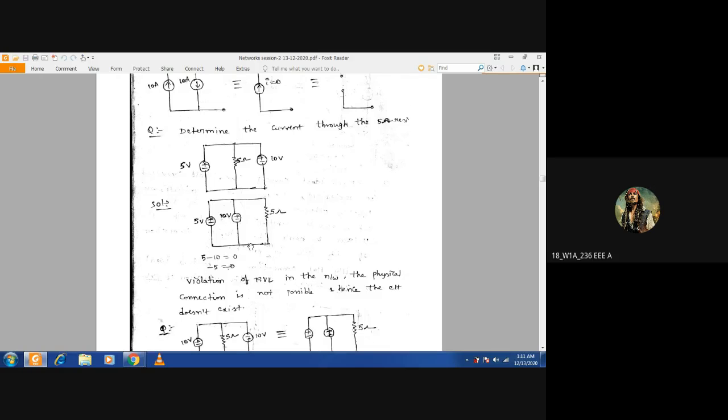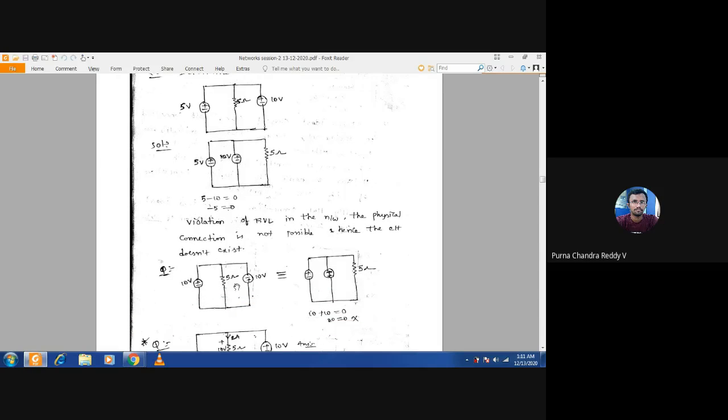Yes, sir. Now tell me what about this? Same question: the current flowing through the 5 ohms resistor. Why? 10 volts only, right? Yes, sir. And the polarities are different. Here it is plus 10 volts, here it is minus 10 volts. So the voltages are not the same. That is the violation of KVL. That's why you can't determine it.